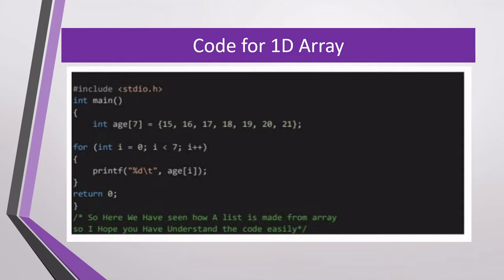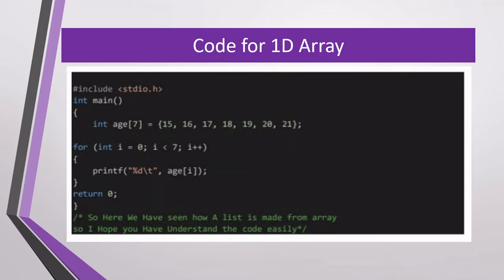We use a for loop in the array program, and the argument in the for loop is in round brackets: data type int, then variable name, suppose i, then i is equal to 0; i less than 7; i plus plus. Then the statement in the for loop is printf, in double inverted commas, %d\t, complete with a semicolon. Then enter the array name, then in the square bracket the variable name, and then close the round bracket.